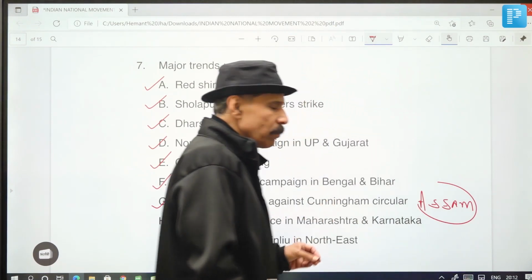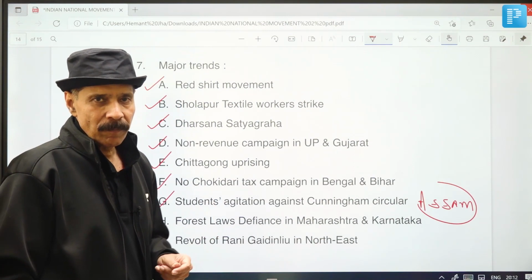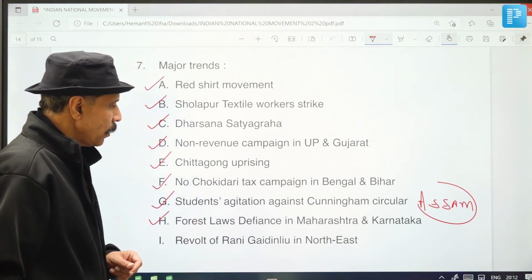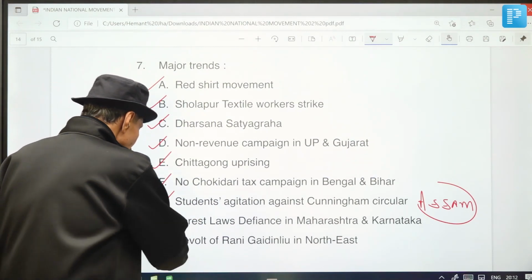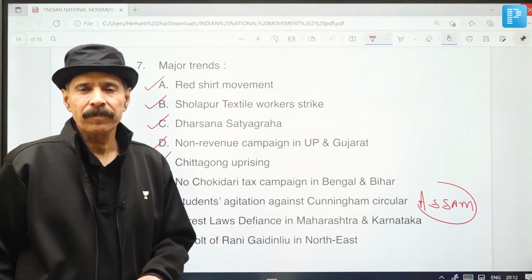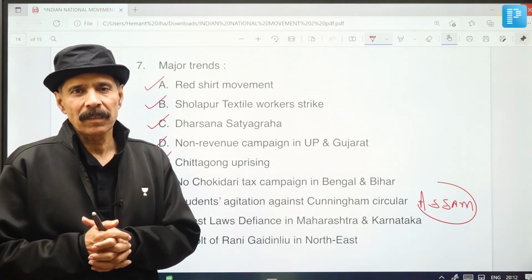Cunningham Circular was meant for putting a check on students' participation. Next, forest laws defiance in Maharashtra and Karnataka. And next, the revolt of Rani Gaidinliu in the northeast, in the Manipur region and adjoining Naga belts.